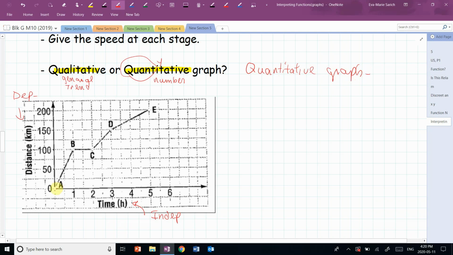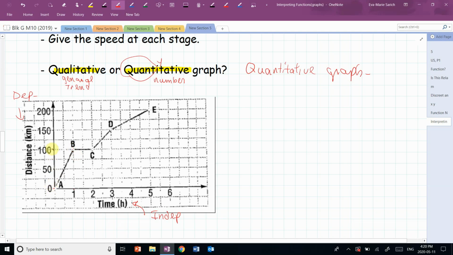Okay, so from A to B, how much time has gone by? 1 hour has gone by. As we go up, we end up going from 0 to 1 hour.